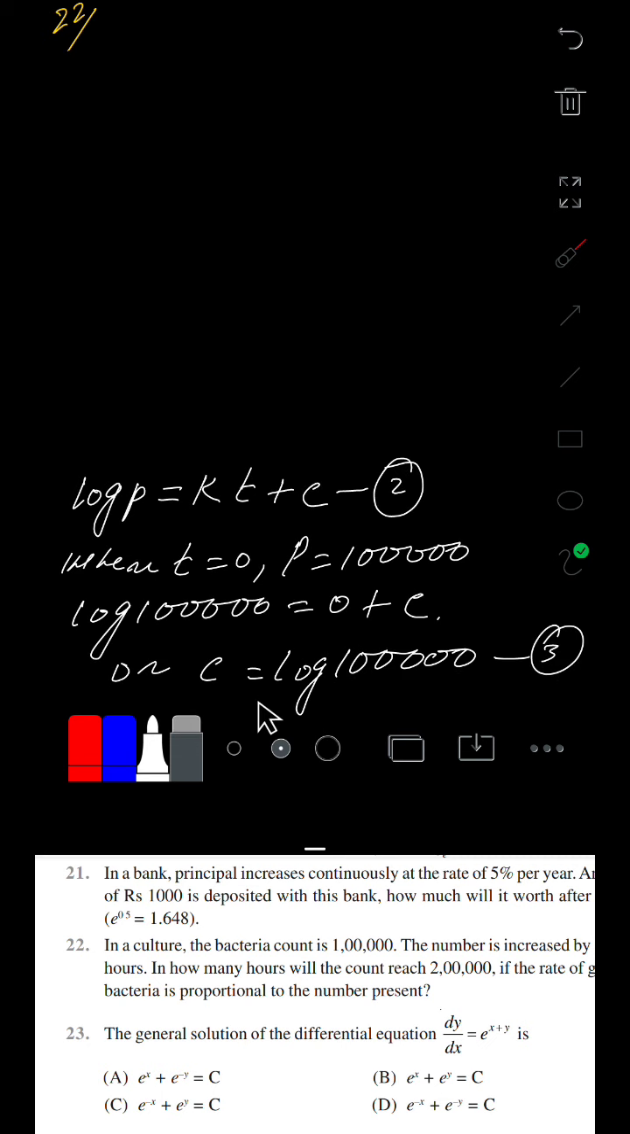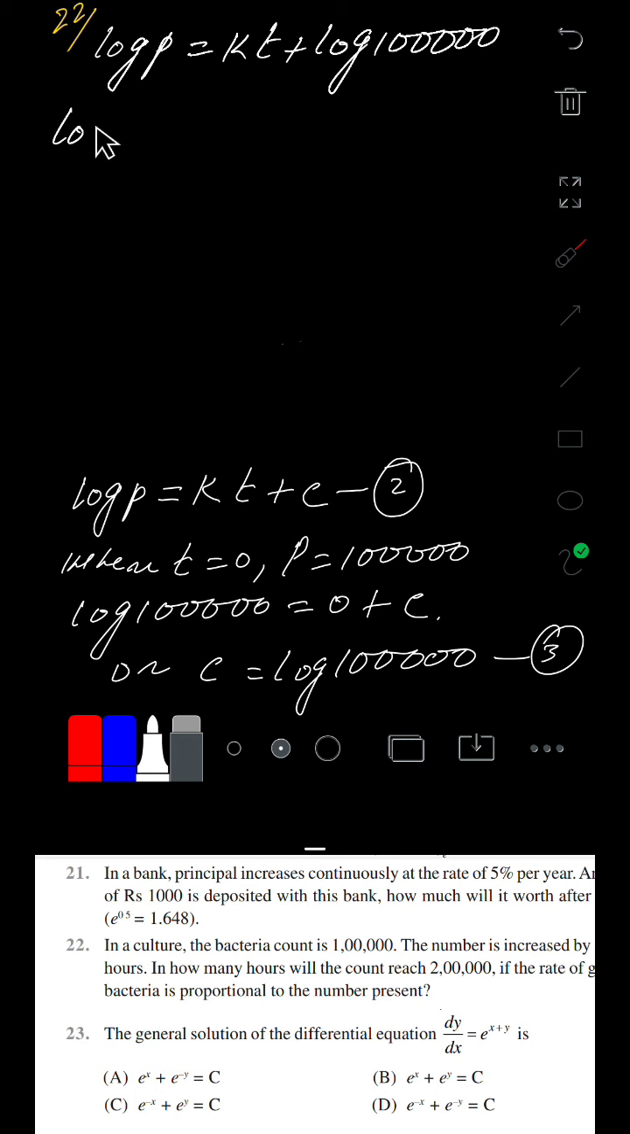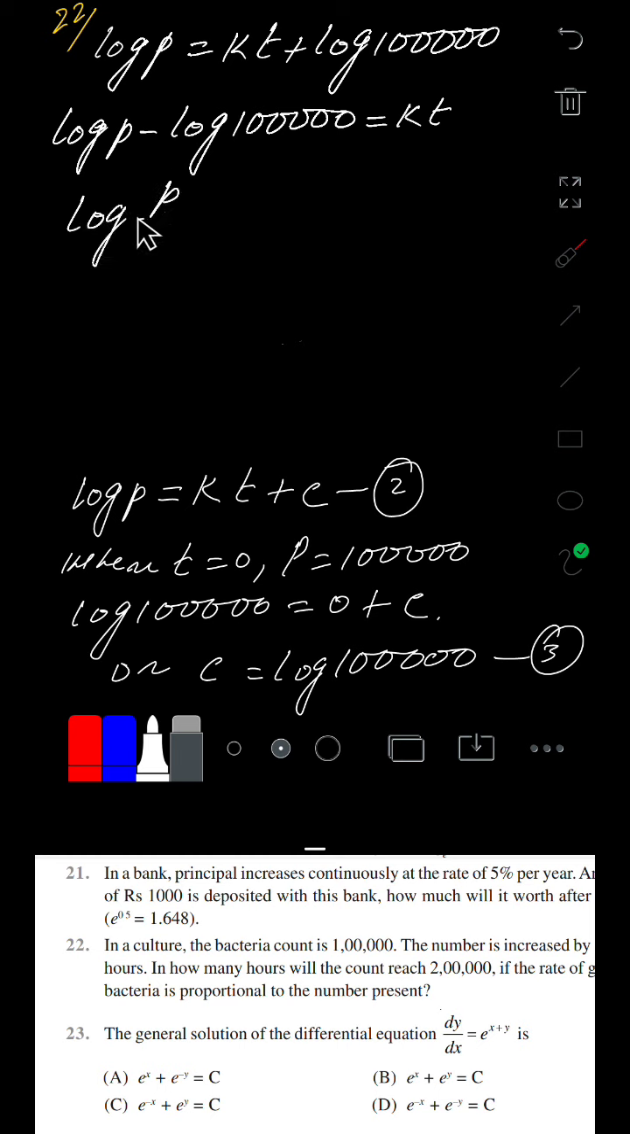Now putting the value of c in equation number 2, we get log P is equal to kt plus log 1 lakh. Now log 1 lakh is transposed to the left hand side, we get log P minus log 1 lakh is equal to kt. Log m minus log n is equal to log m upon n. So log P upon 1 lakh is equal to kt. Let it be equation number 4.